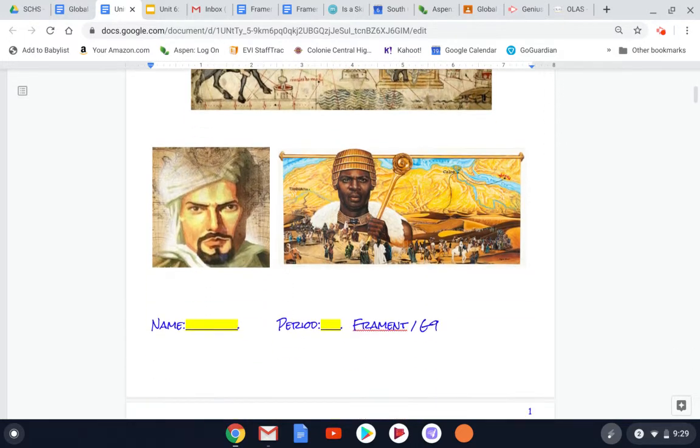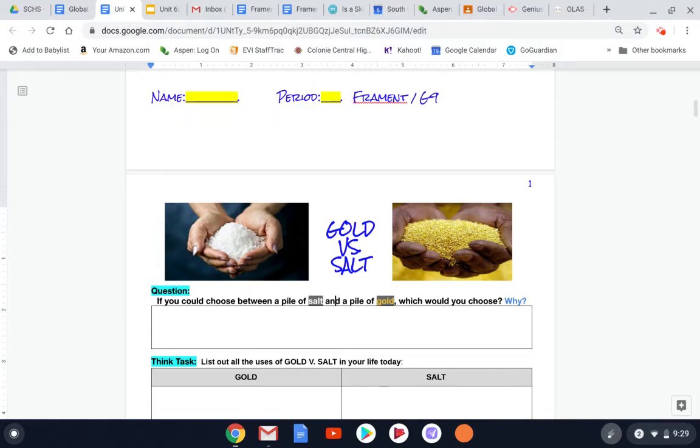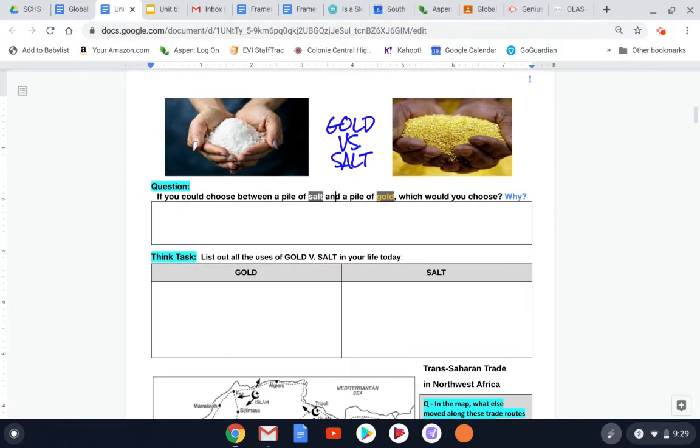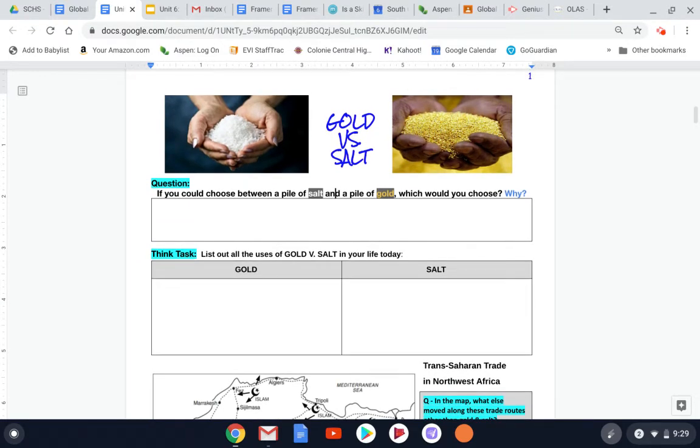All right, so I'm going to do the first page with you today. Also make sure that you're filling out your name and class period on here so that you are marking this file as your own. The first page is just a little introduction to some of the items and the places that those items were used and traded in before we get into any other geography or information about the civilizations themselves. So this first page intro is called Gold versus Salt.